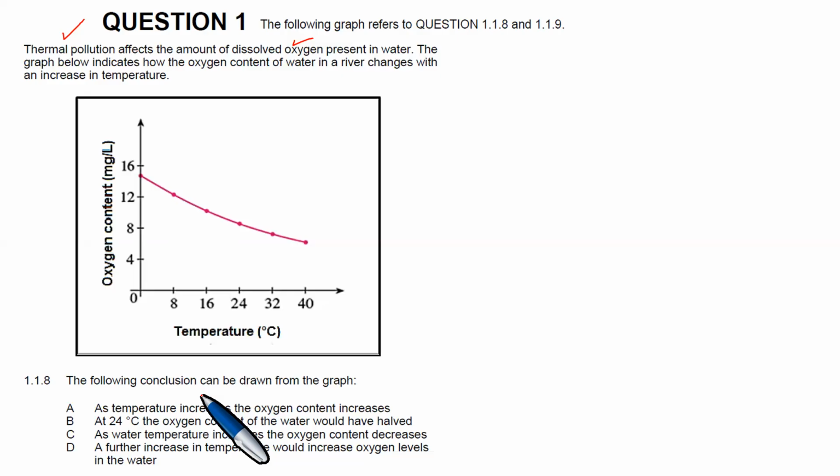Right, so we think of this. The following conclusion can be drawn from the graph, and we ask ourselves what conclusion can be drawn from the graph. And you're thinking about it. All right, so let's look at A.